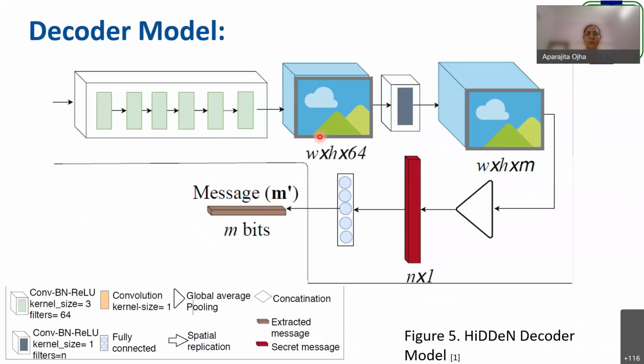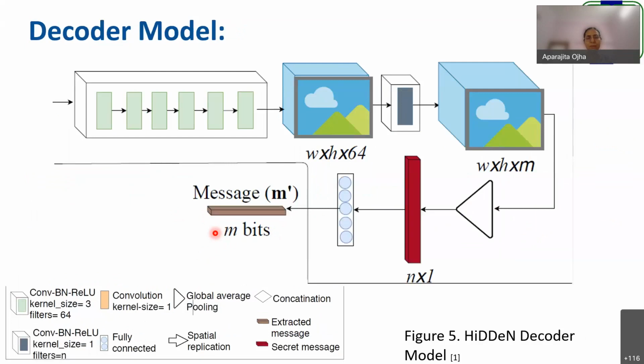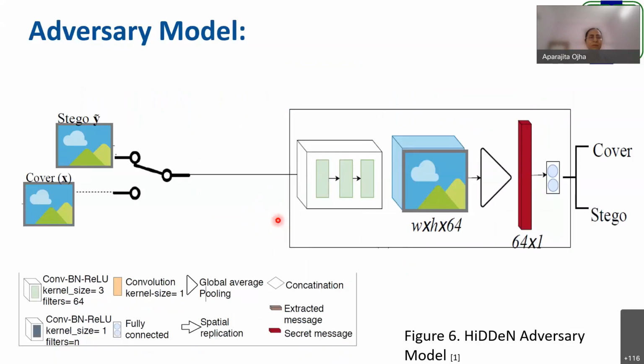Now the decoder model looks at the message M prime. It does not have any information of M, but it looks at what message has been revealed. The decoder is trained on minimizing the distance between the original message and the extracted message, but it does not have any information of the cover image, or what exactly the difference was between the original cover image and the stego image. It does not have access to that. That is the decoder model. And the adversary's model receives the stego image and the cover image, and it has to only classify between cover and stego.